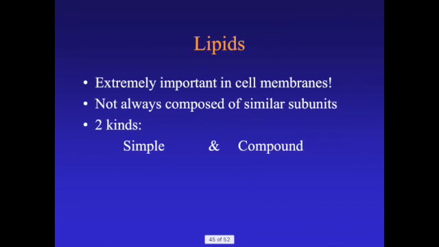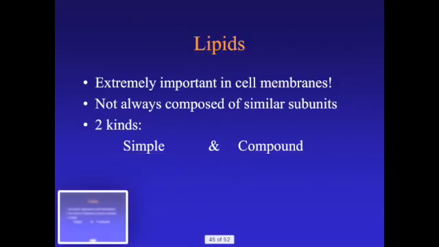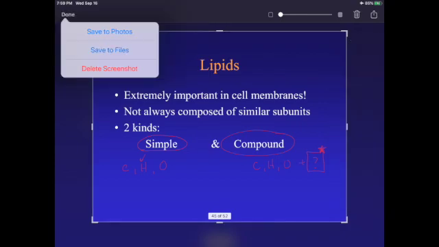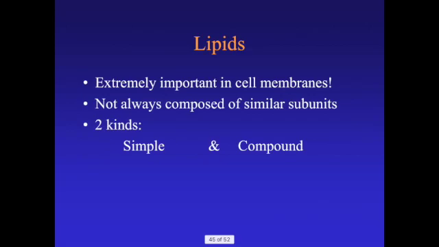There are two basic kinds of lipids, simple and compound. Instead of going back to Notability, I'll just take a note here and say that simple lipids just have carbon, hydrogen, and oxygen, and that's it, nothing else. Compound lipids have carbon, hydrogen, oxygen, plus something else, a mystery element. That's the only difference between simple and compound. Now, before you think that simple lipids just have a simple structure, think again.